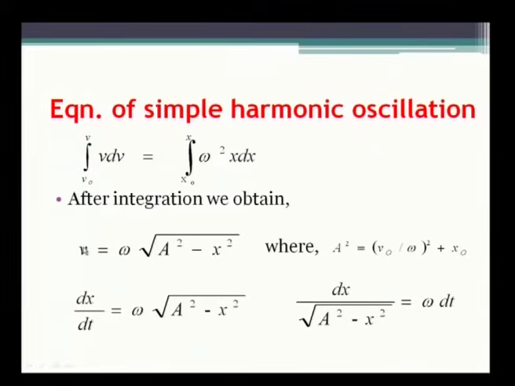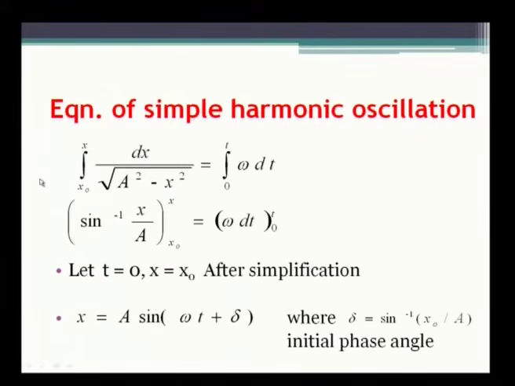Now, the velocity can be written as dx by dt, rate of change of position. So, we write it again in this manner, separate the x terms and the dt terms. Once again it is ready for integration. Let us integrate it with fixed limits, initial position to final position x and initial time as 0 and final time t, and this is a standard integration.